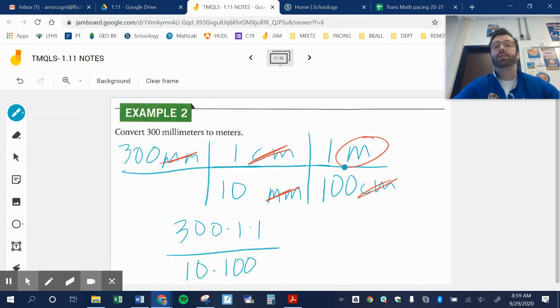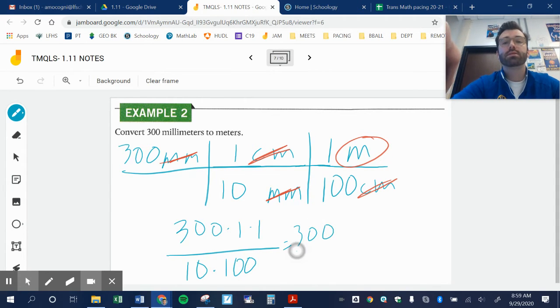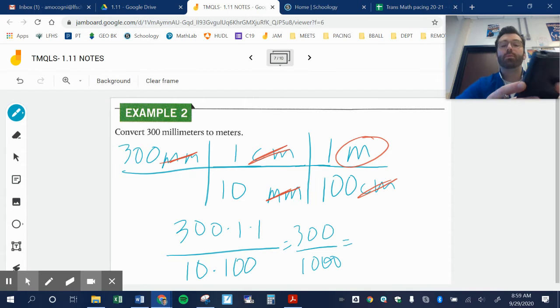I'm showing that so you know what math I'm going to do in my calculator. Obviously, this is still going to be 300 on the top, since anything times 1 is just itself. 10 times 100 I know is 1,000. The reason I'm showing this step is so you understand how I'm going to multiply and how I'm going to divide certain things. Okay, 300 divided by 1,000.